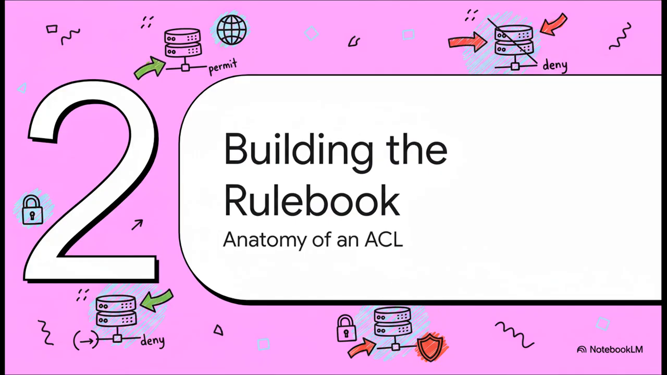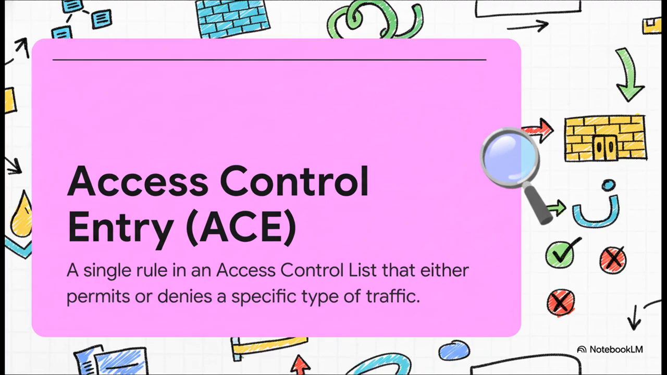And to get that really specific, granular control, we need to build our very own rulebook. And that is the access control list, the ACL. It's what lets us override all that default behavior with a very precise set of instructions. The smallest piece of our rulebook is the access control entry, or ACE for short. Just think of it as one single, specific instruction. For instance, allow web traffic from this specific computer. Each ACE is just one line, one command in the list.